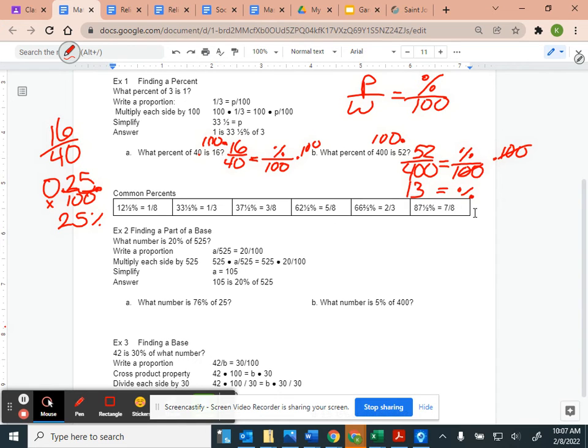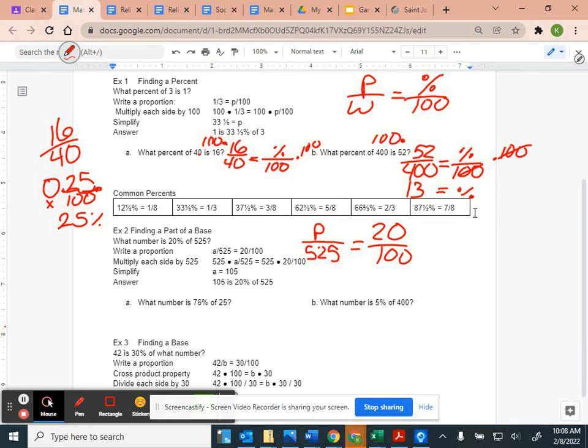What number is 20% of 525? So now they're telling us our percentage. So 20 is the percent over 100 of 525. That's our whole, that base number, our whole. We don't know the part. That's what we're trying to find now, is the part. So what am I going to do to solve that? How do I get the P by itself? How do I get that part by itself?